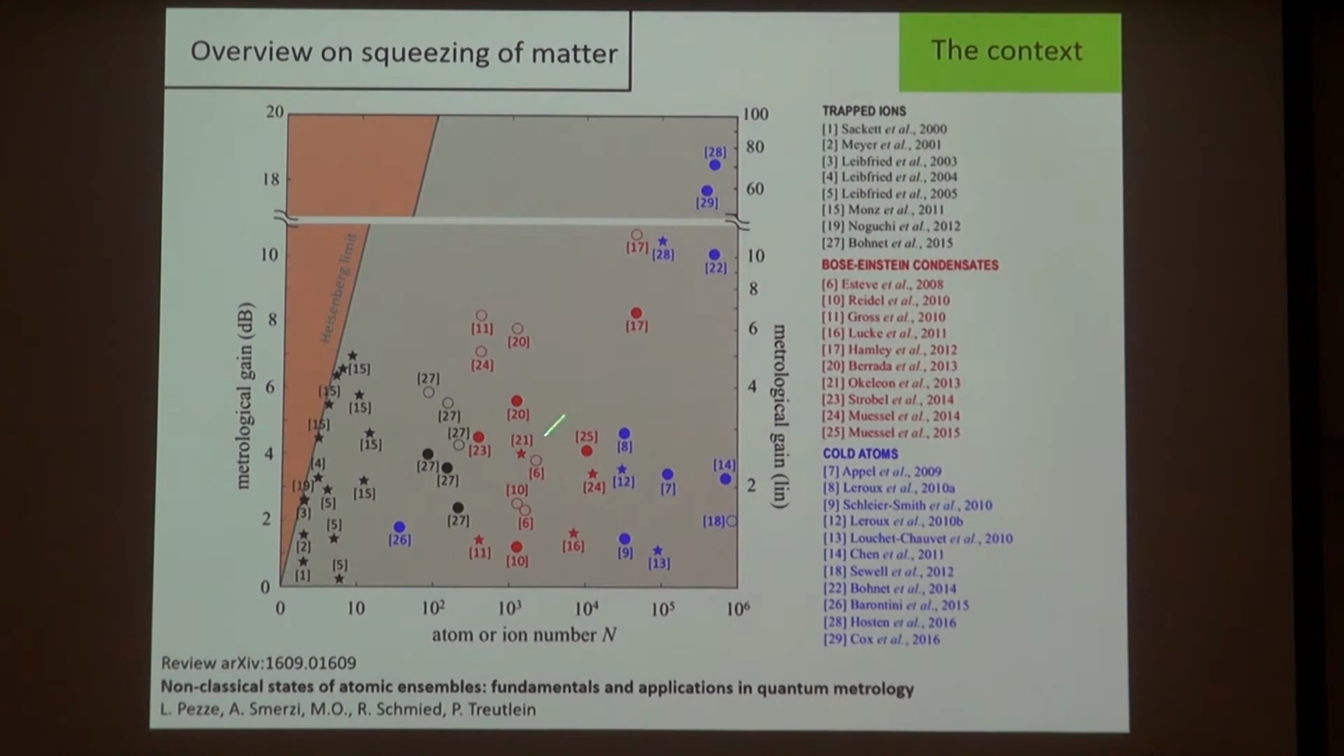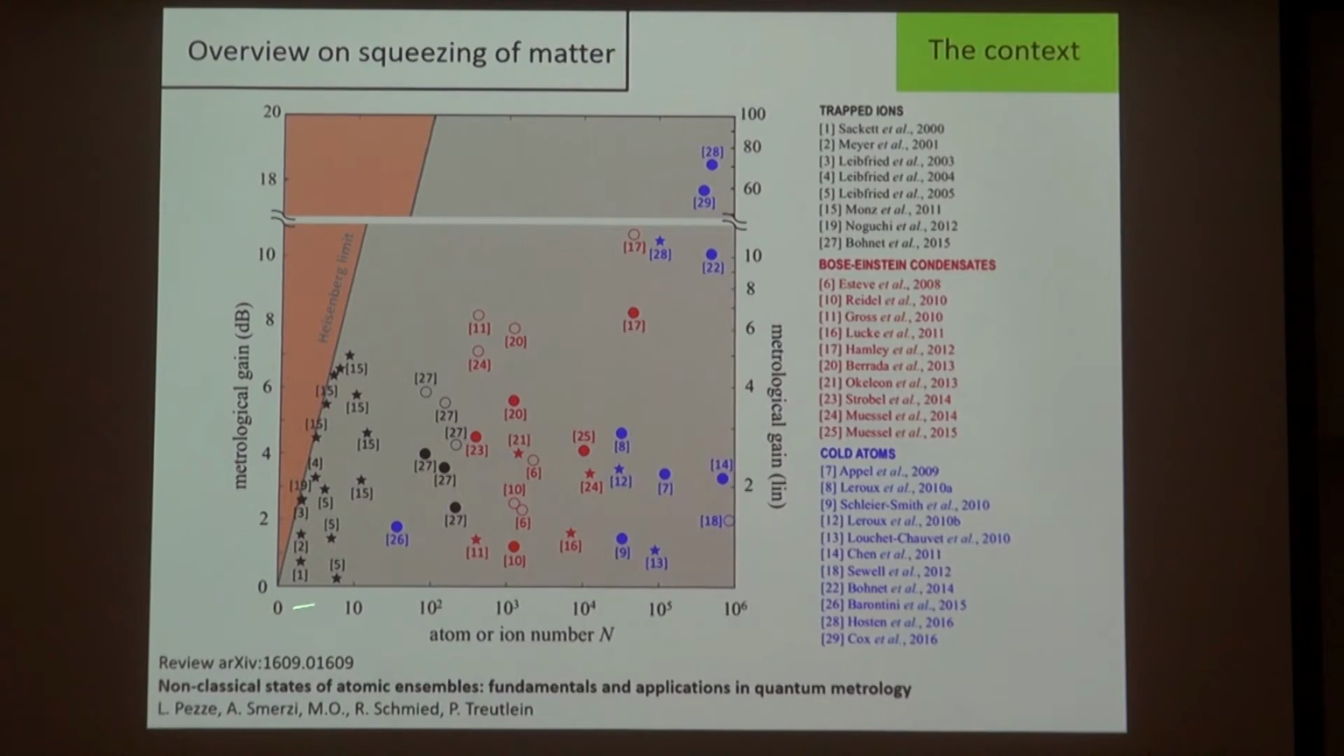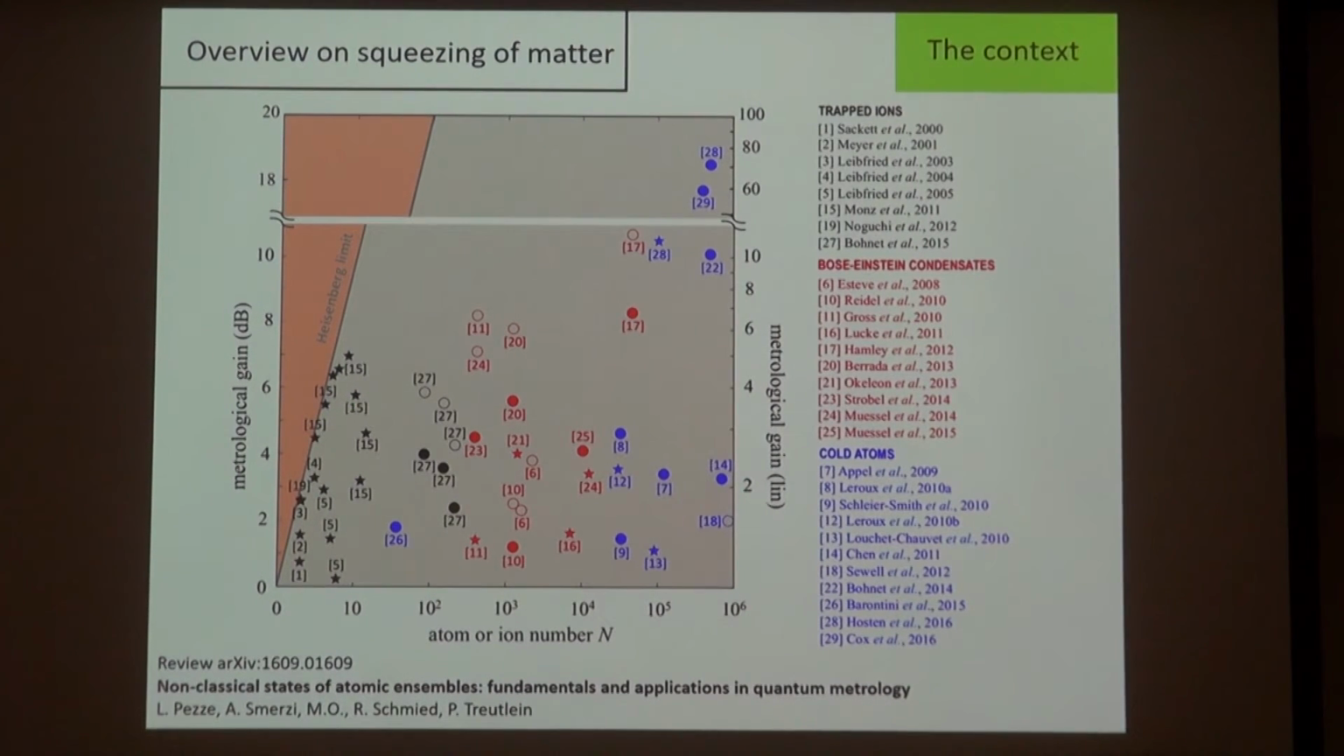And you see here 3 colors. And these are the ion traps. Small numbers, but almost Heisenberg limited. You see here the BEC experiments, which are in between. And the cold atoms with kind of the projective measurements now with light interaction. They were below these BEC experiments, but now they are far up here.